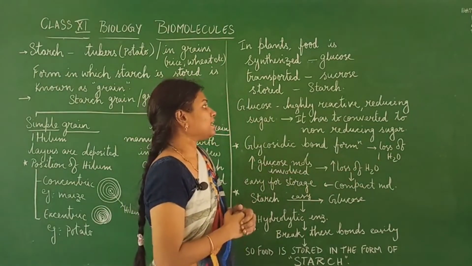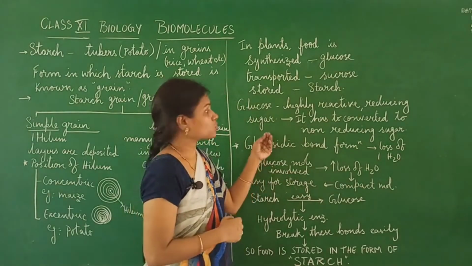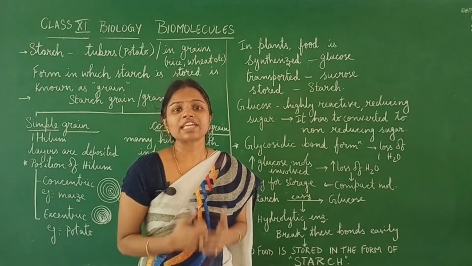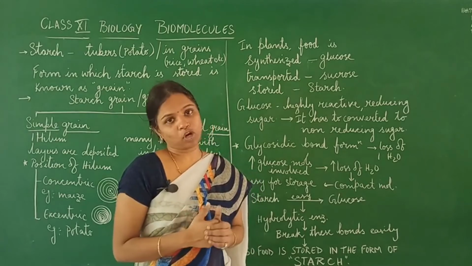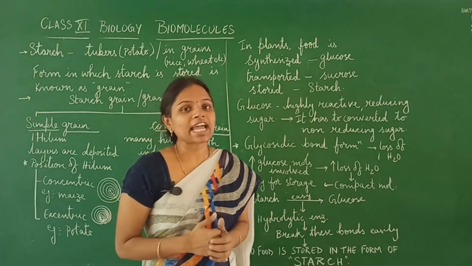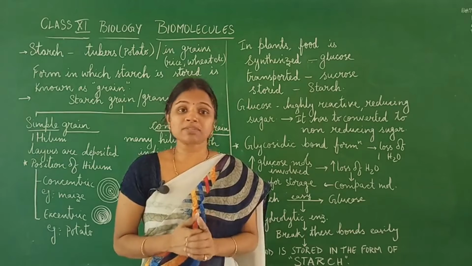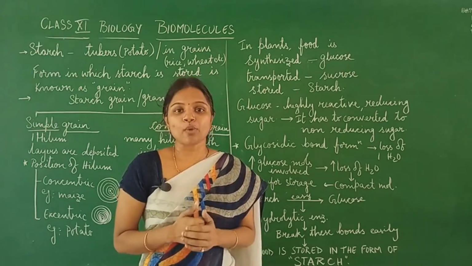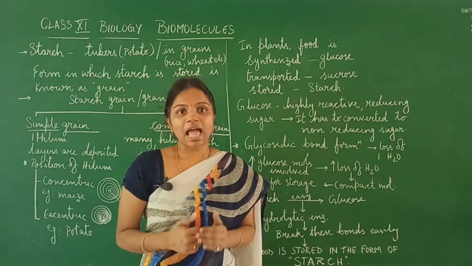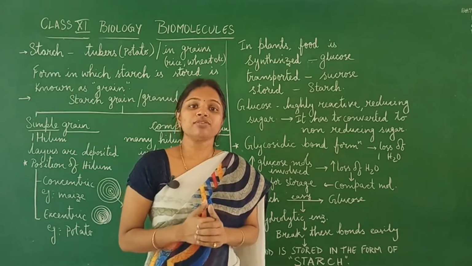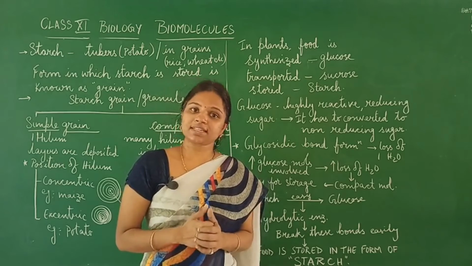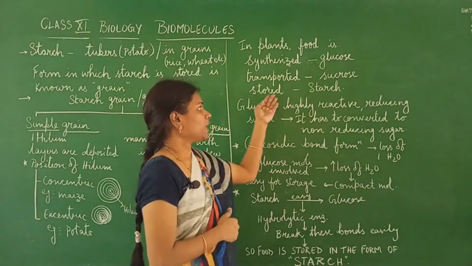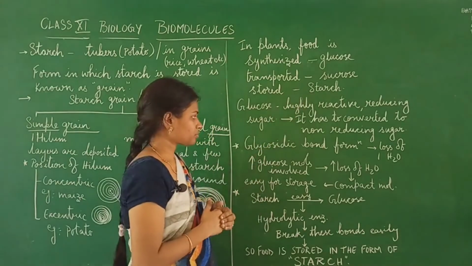Yes, and we also know that glucose is a reducing sugar. It is very reactive. It is a highly reactive molecule. Such a highly reactive molecule is not opted for by the plants for storing the food. The plants require a more stable and compact molecule for their storage of excess food. So for that, they store the food in the form of starch.